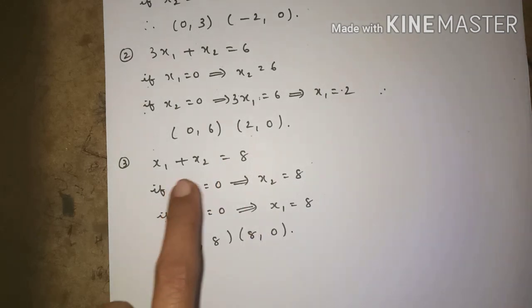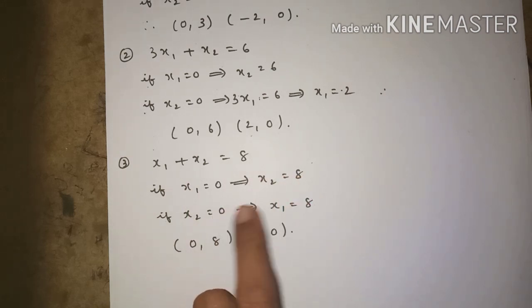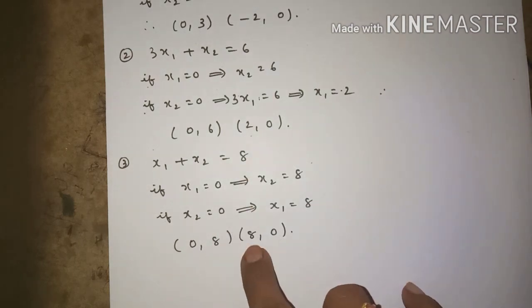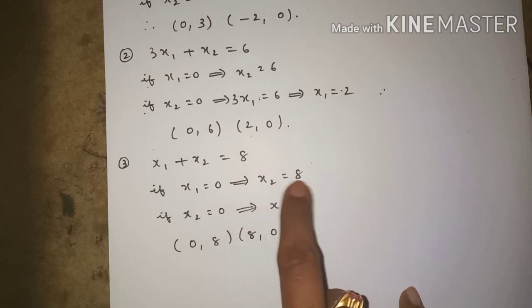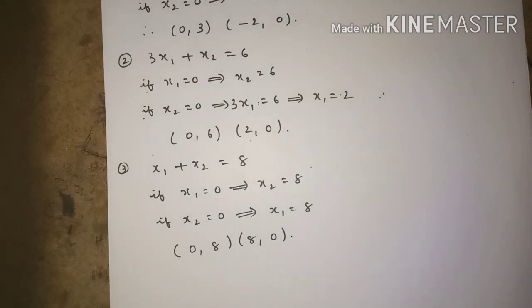Now the third constraint. Using the third constraint, x1 + x2 = 8. By taking x1 = 0, you will get x2 = 8. By taking x2 = 0, you will get x1 = 8. By using the third constraint, we have got the points (0, 8) and (8, 0). Like this, we have got the points for all 3 constraints.